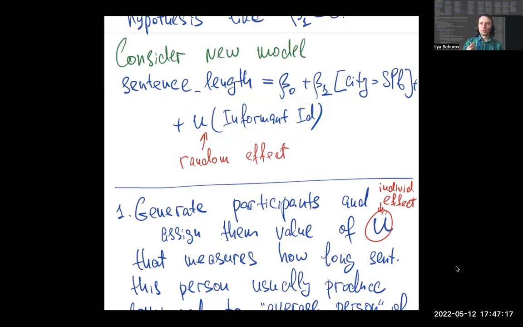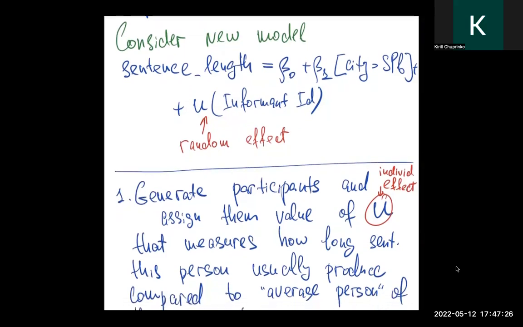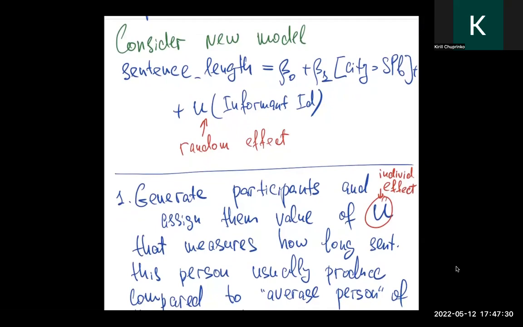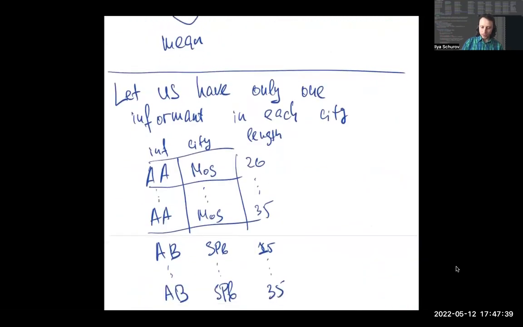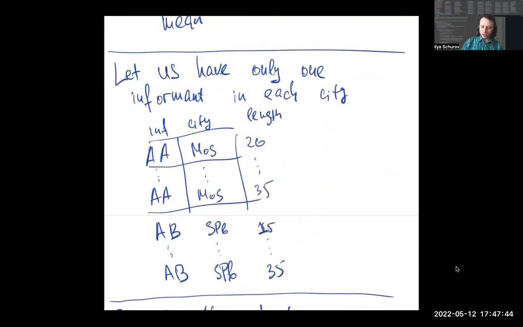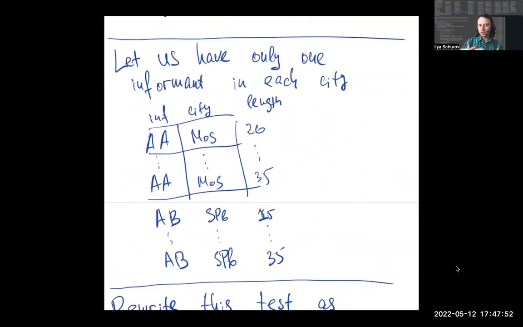Does it look reasonable? Sorry, maybe I missed. Why do we need this random effect to fix what? This is exactly a fix of the problem that we discussed here. It is possible that we have several observations from the same person, and it is possible that individual differences between these informants are what we are actually measuring. So for example, if we have only one informant from each city, then we are absolutely sure that any difference that we measured is a difference between these informants, not between cities, just because we have only one informant from each city.